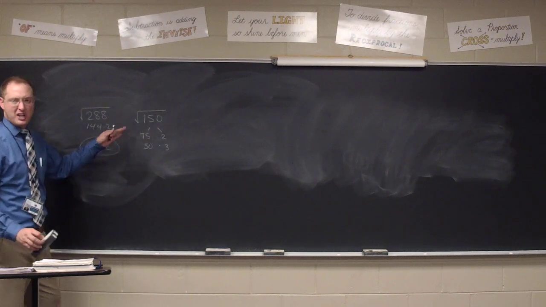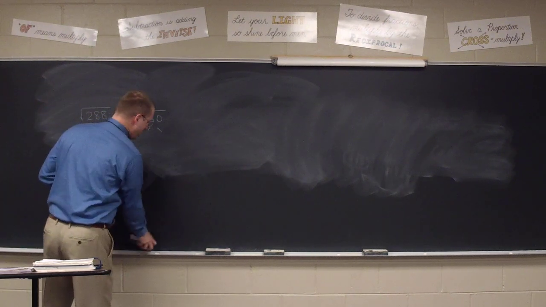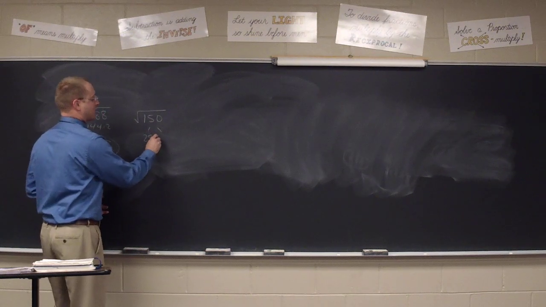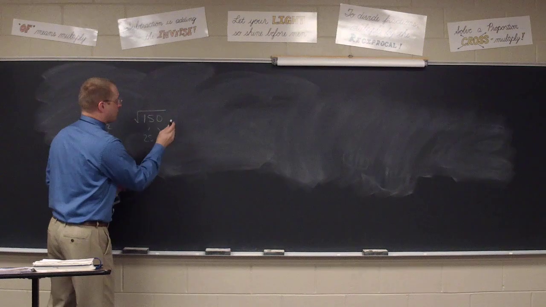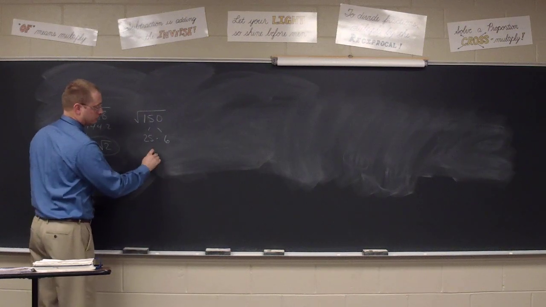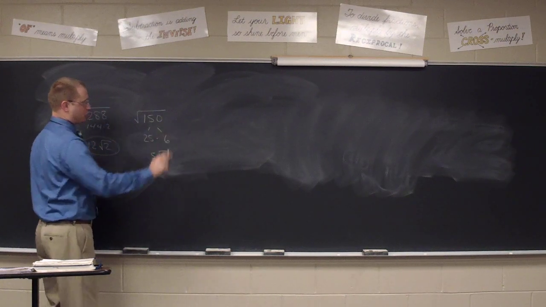So if the first couple tries aren't working, you know what? We know it's 25 times, let's see, how many quarters in a buck 50? 6. 6 quarters, right? So we know our answer would be then? 5 times the square root of 6.